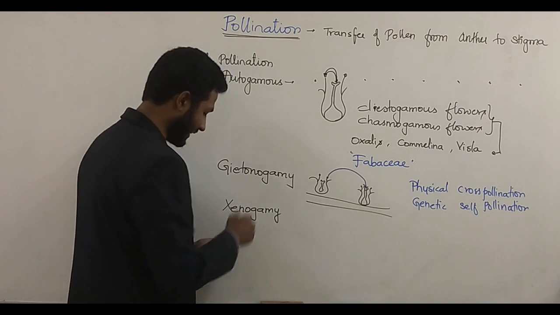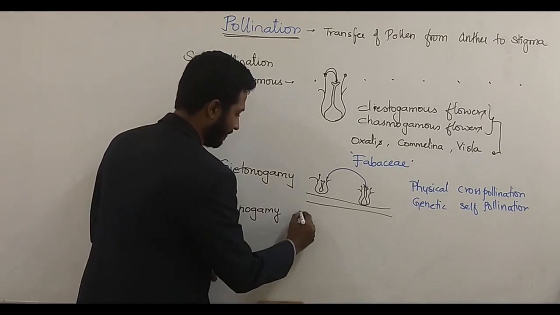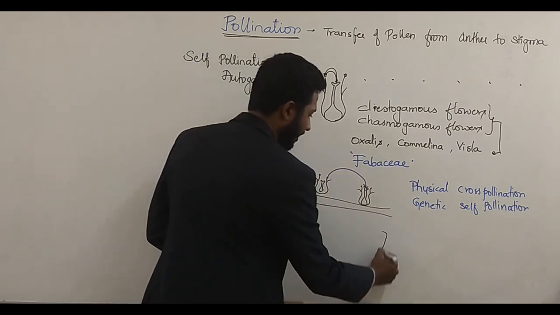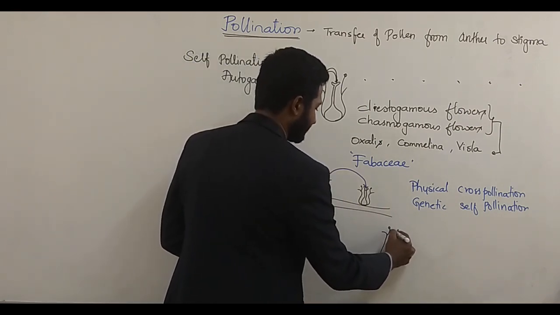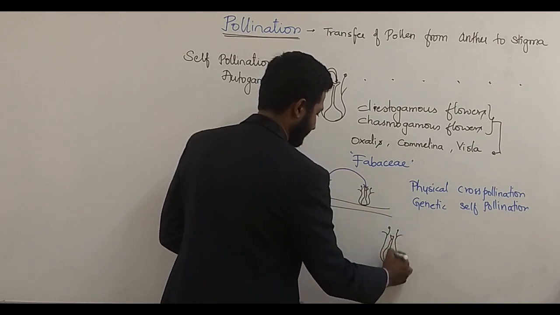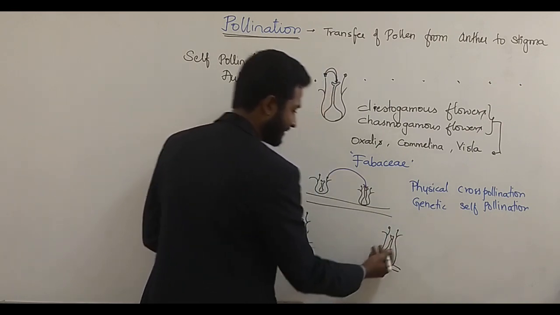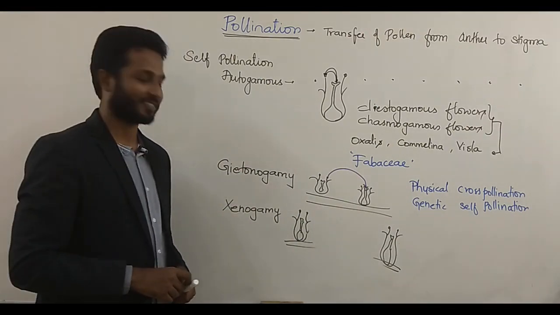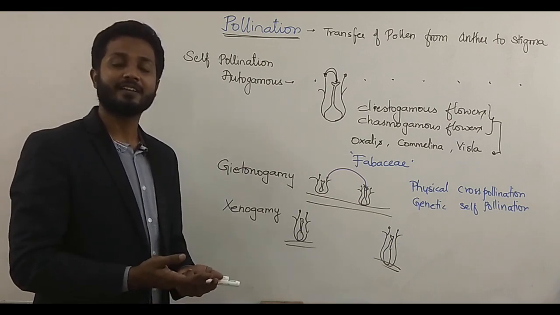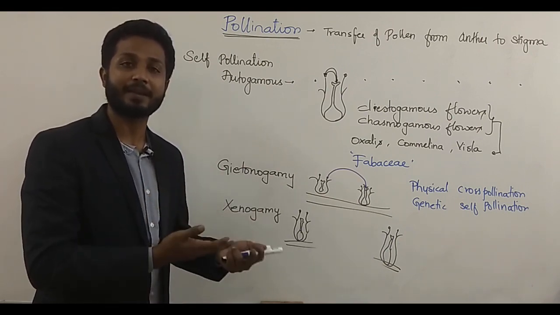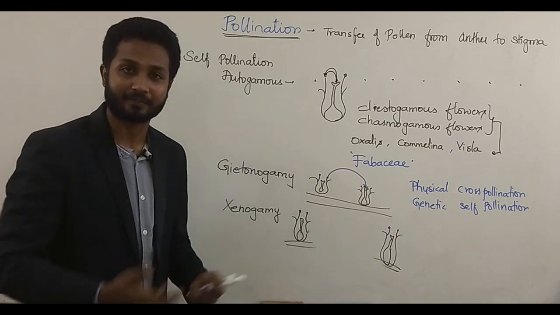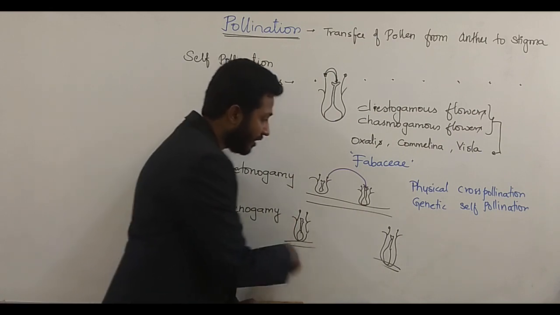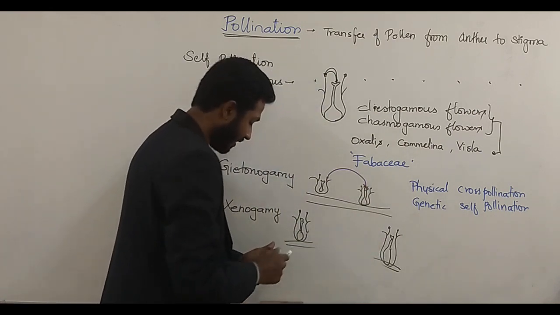So in this case, pollen of one flower will fall onto the stigma of another flower of a different plant. This plant is different and this plant is different. There is no connection between them. Or even if there is a connection, they are not from the same branch or the same plant. So the exact definition is when pollen of one flower falls onto the stigma of another flower of a different plant.